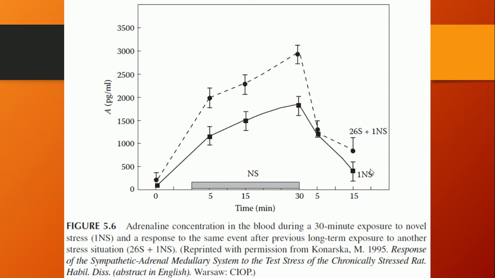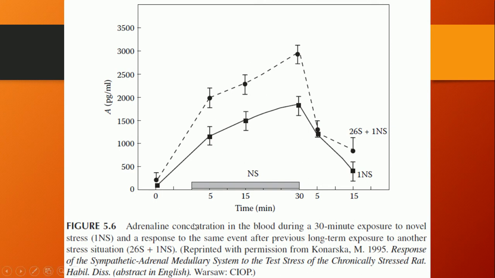Adrenaline concentration in the blood during a 30-minute exposure to novel stress, so 1NS, and a response to the same event after previous long-term exposure to another stress situation. So this is another experiment in which the person is already under stress, repeatedly exposed to that stress. So it means it has a lower secretion of adrenaline because the body is already used to the stress.